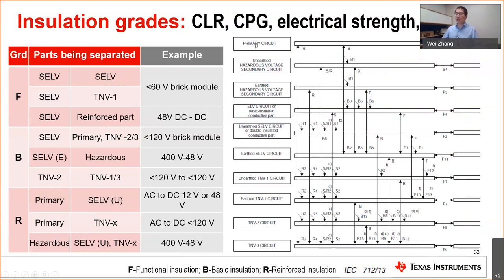Here you go. Different voltage categories are specified in IEC 60950. Between each group, the isolation grade is specified. I put all of this into the left-hand side table so that you can see functional isolation is only required between, for example, 250 extra low voltage, less than 60 volts, brick modules. For reinforced isolation, if you have a hazardous voltage to any other voltage, you need reinforced isolation. But if you have a 200 volt system, which is TNV-2, to other TNV-1 or TNV-3, you only need basic isolation. So I'm giving you all the examples right here, so you know when functional is needed, when basic is needed, and when reinforced is needed.